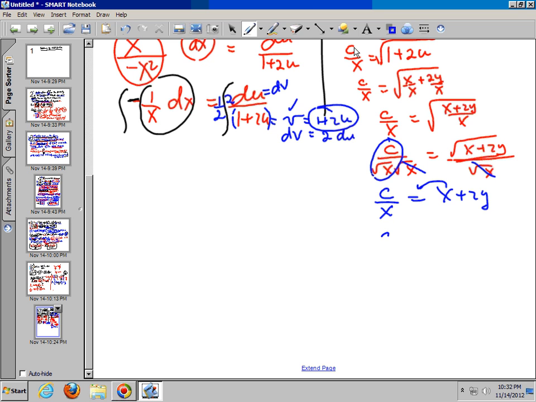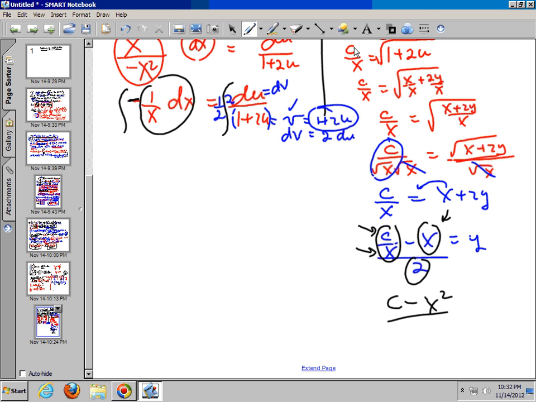Bring the x over, you get c over x minus x is 2y. We just want y divided by 2. And now we're 99% done. I'm going to multiply each term by x because I want to get rid of that x there. When you multiply this by x, you get c. When you multiply that by x, you get x squared. And when you multiply the bottom by x, you get 2x. This is what y equals. That is exactly what y equals.